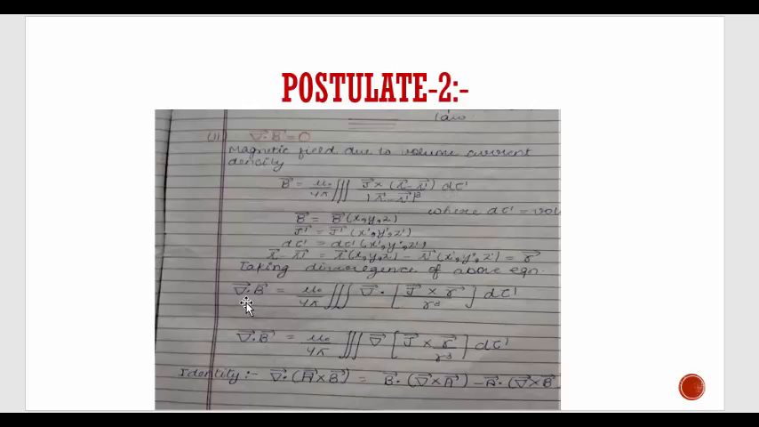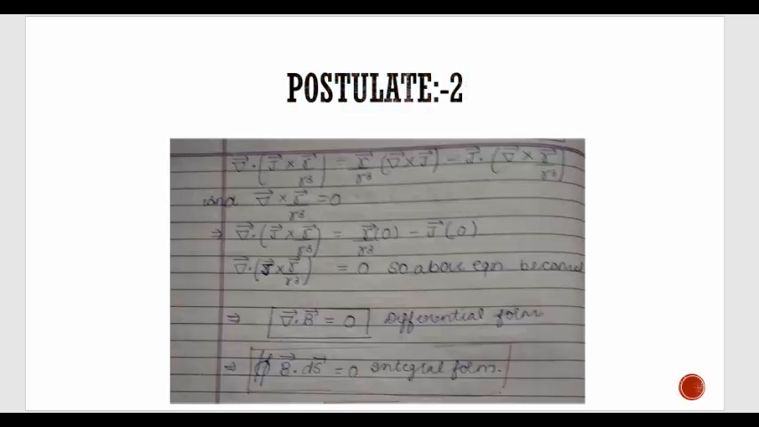Now take divergence on both sides. We get del dot B is equal to mu naught upon 4 pi triple integration del dot J vector cross R vector upon R cube into dV dash. So after taking the divergence, we have to apply an identity here. The simple identity is del dot A cross B is equal to B dot del cross A minus A dot del cross B. Here we have simply replaced the A vector with J and the B vector with R vector upon R cube. So after filling the values of A and B, we get del dot J vector cross R vector upon R cube is equal to R vector upon R cube dot del cross J minus J vector dot del cross R vector upon R cube.